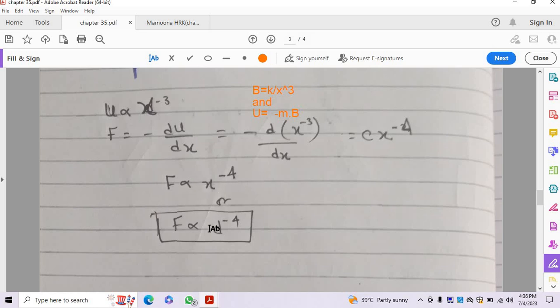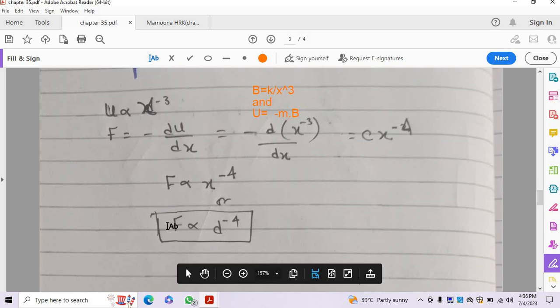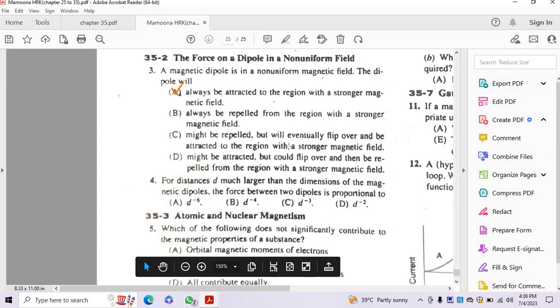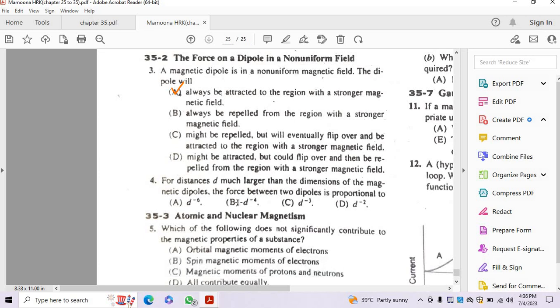If we replace x with d, the distance between two magnetic dipoles, the force is directly proportional to d raised to power -4. It means that option B is the correct option.